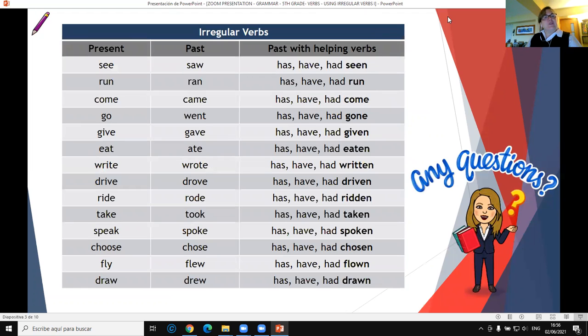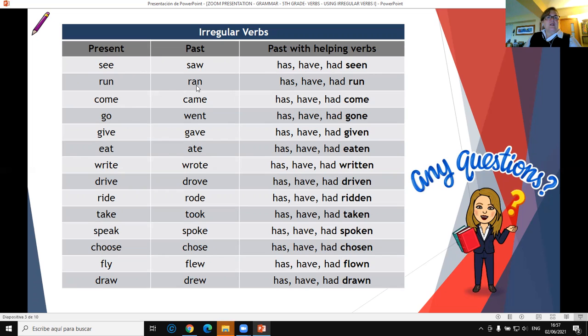This is the first group of verbs. Here we have the verbs see, run, come, go, give, eat, write, drive, ride, take, speak, choose, fly, and draw. Okay? We have the past tense for each of them. And how do we put them in the past when we use helping verbs such as has, have, or had? So, for example, the verb see in the past is saw, S-A-W. And if we use has, we say has seen, or have seen, or had seen. And it's spelled S-E-E-N. So, as you can see, they have different spellings.